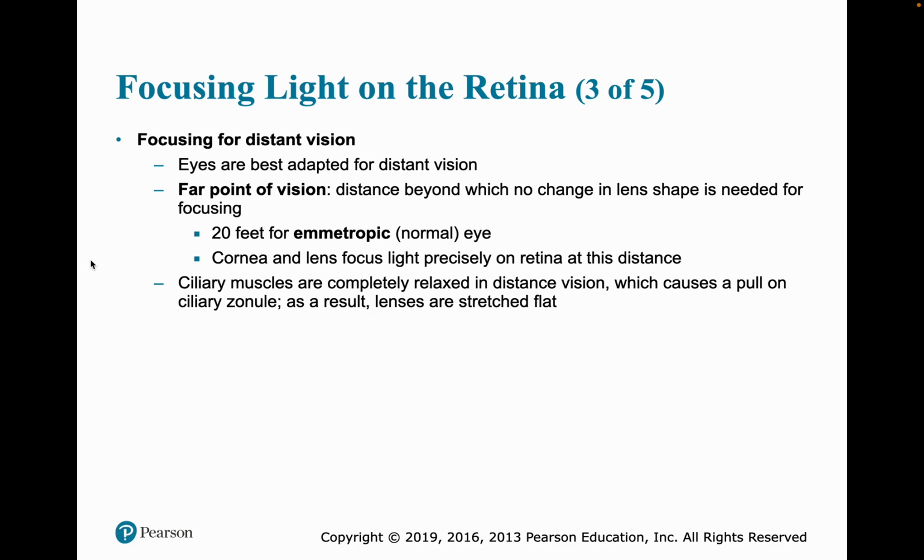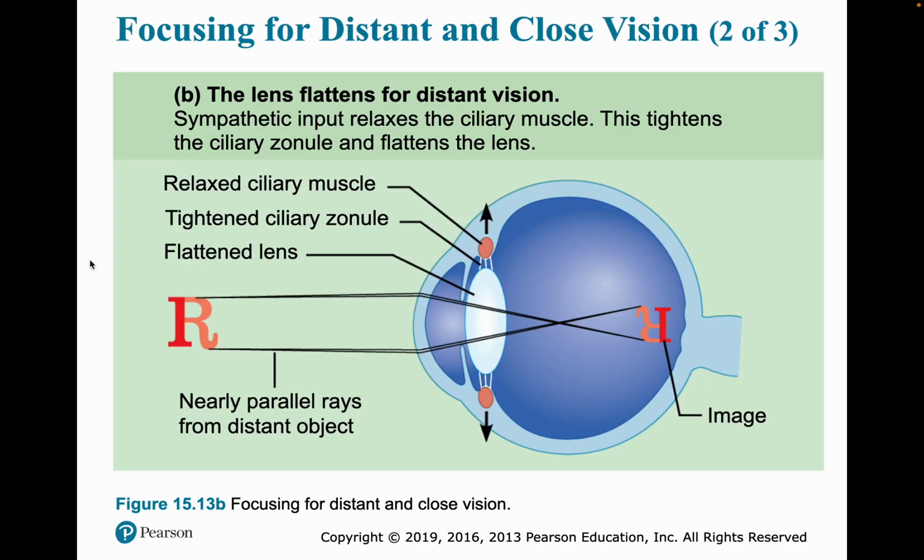The ciliary muscles are completely relaxed in distant vision, causing pull on the ciliary zonule. As a result, the lenses are stretched flat. So when we look at something 20 feet away, our muscles are relaxed. The image gets refracted here, here, and here, and we end up with what is known as a real image on the retina, and that is upside down and backwards, and then the brain translates it into what we are looking at.